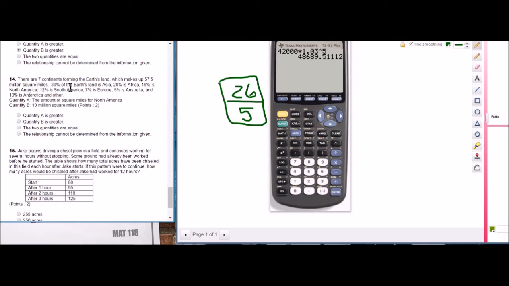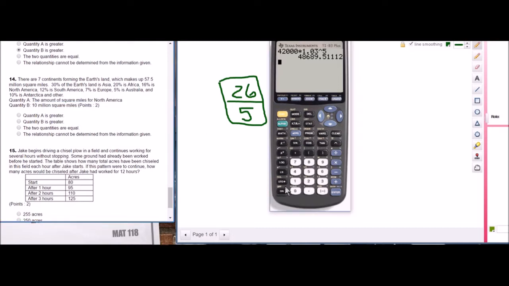Next we have, there are 7 continents forming the Earth's land, which makes up 57.5 million square miles. Whew. 30% of the Earth's land is Asia, 20% Africa, 16% is in North America, and so on. The amount of square miles for North America versus 10 million square miles.